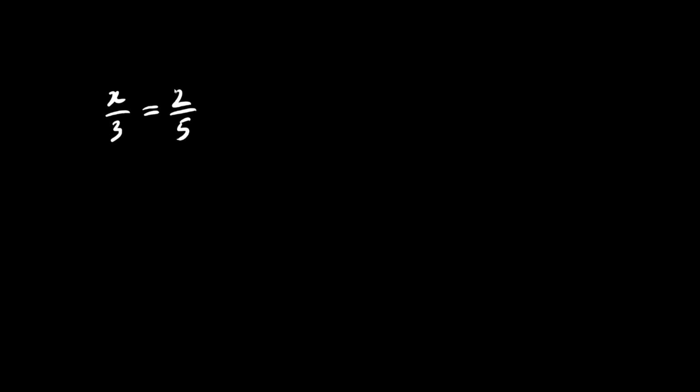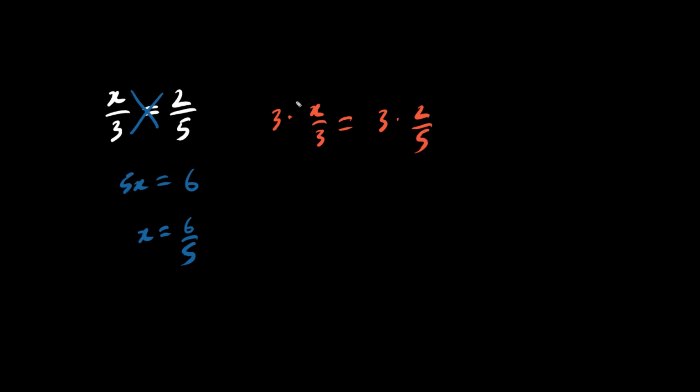We have a fraction equals a fraction. We can cross multiply. We have x times 5, or 5x, equals 3 times 2, which is 6. Dividing both sides by the coefficient 5, we have x equals 6 over 5. Another way of doing this is to multiply both sides by 3. We have 3 times x over 3 equals 3 times 2/5. These 3's cancel out, so we have x equals 3 times 2 is 6 over 5. Same answer.